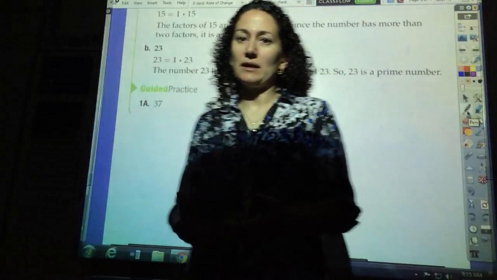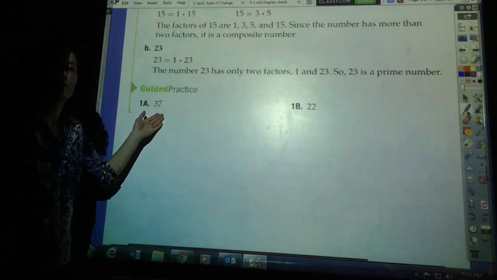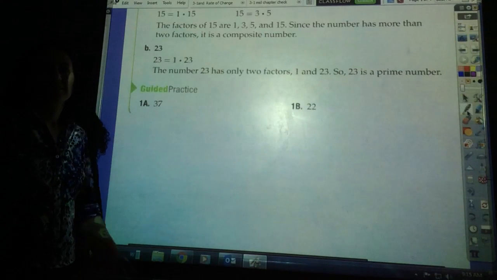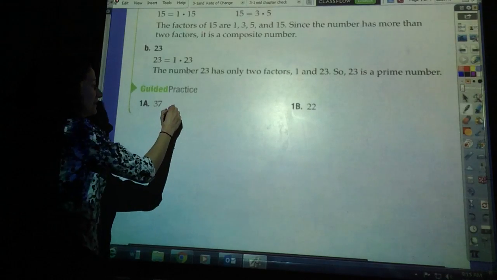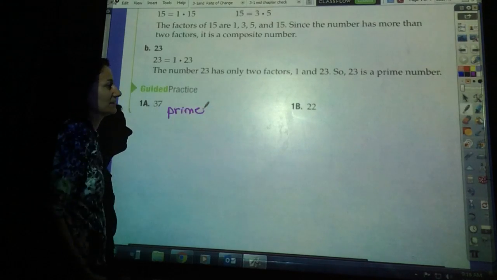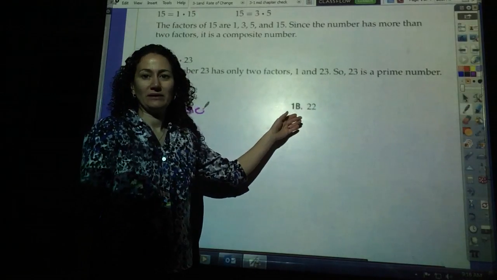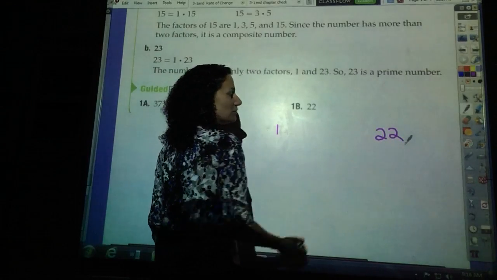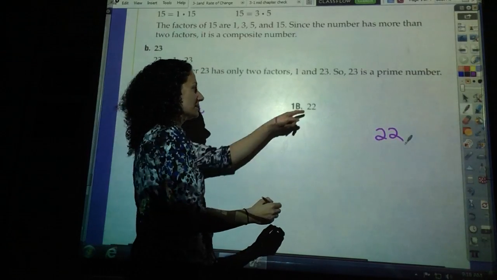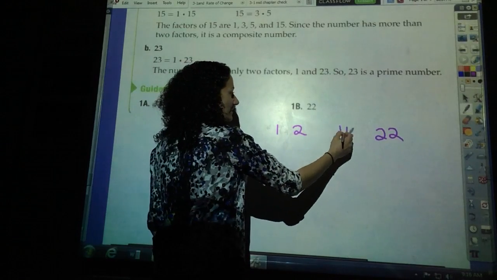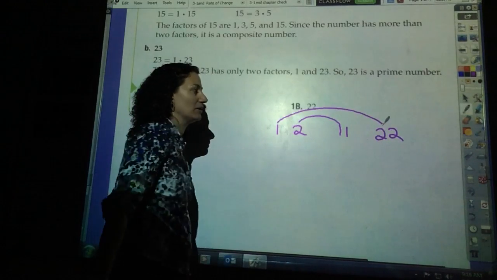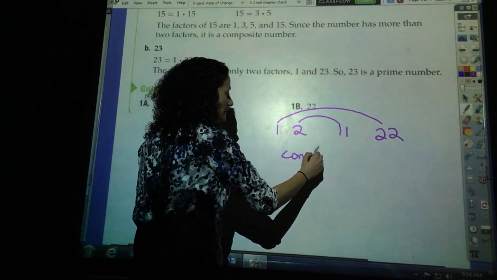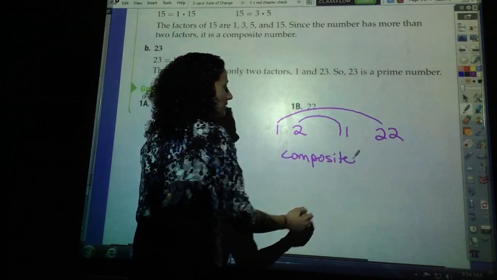Right, hopefully you've had a chance to think about these 2 numbers. Could you think of a factor for 37 other than 1 and 37? That answer is no, which means 37 is a prime number. Could you think of a factor for 22 other than 1 and 22? 1 times 22 is 22, obviously, but there are other ones. 2 times 11, and you can make a little factor rainbow to find the matches if you had to. So this is a composite number. If it has more than 2 factors, it's composite.